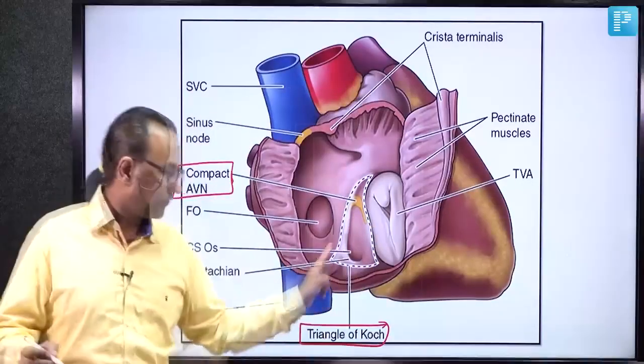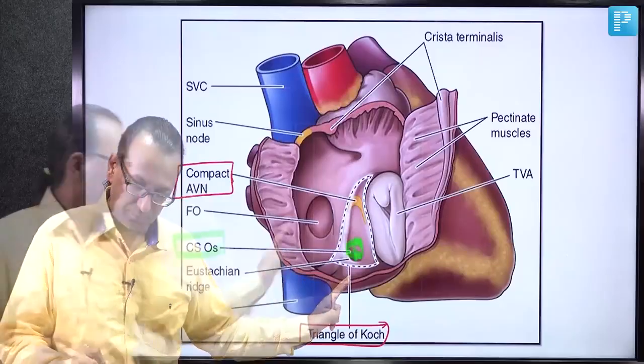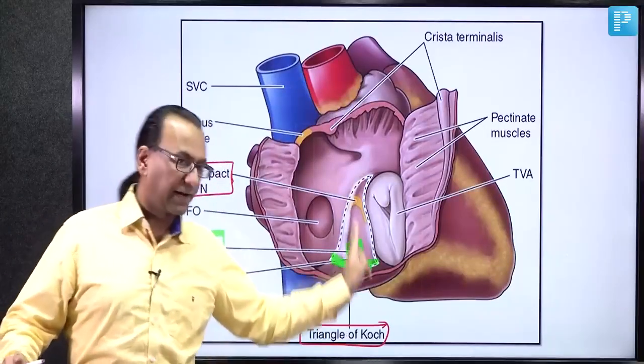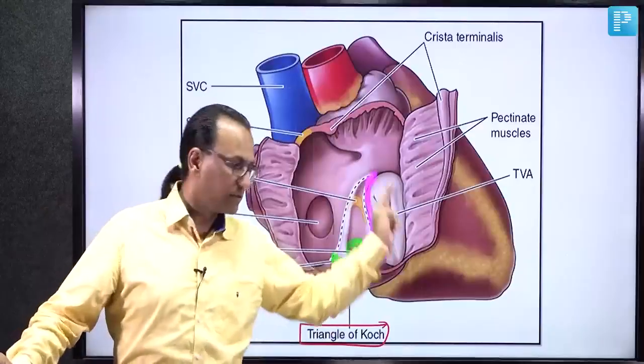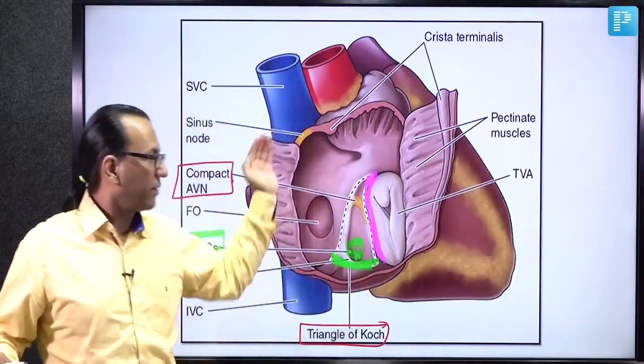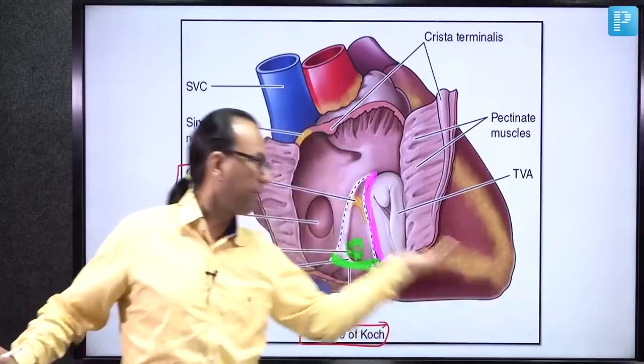One is the opening of the coronary sinus, which is from the posterior wall of the right atrium, and the other is the septal cusp of the tricuspid valve. The tricuspid valve is the right atrioventricular valve, which guards the flow of blood from the right atrium towards the right ventricle, preventing backflow into the right atrium.